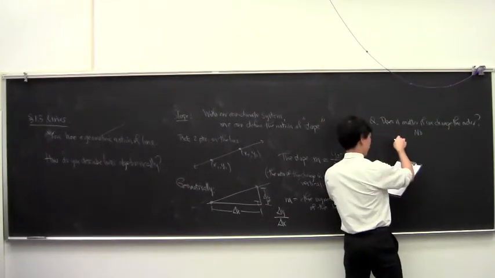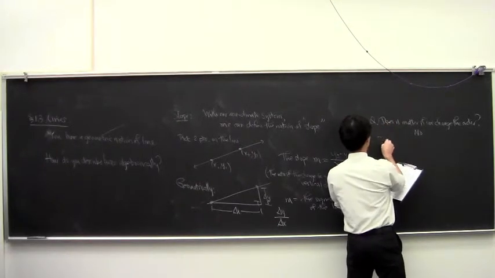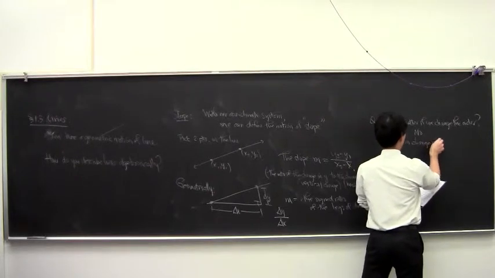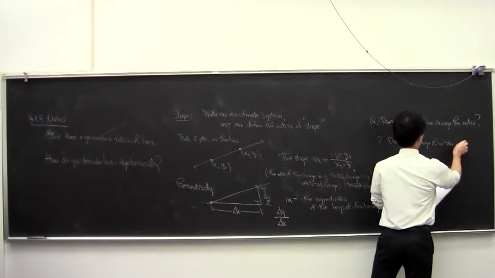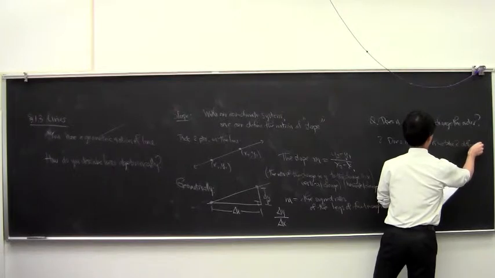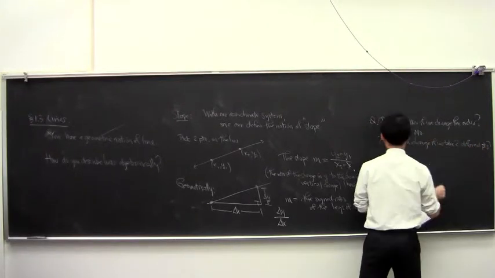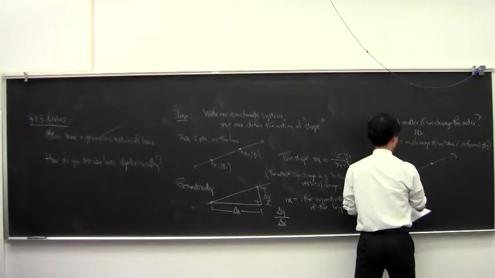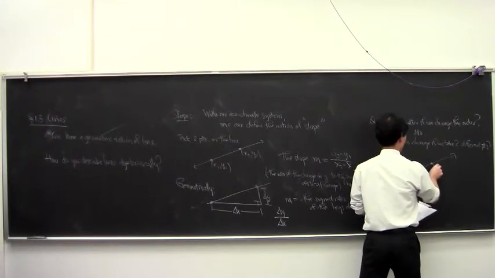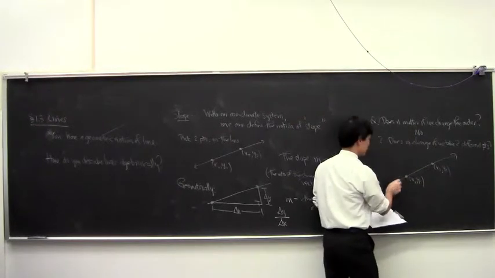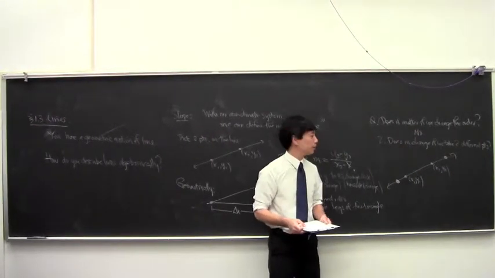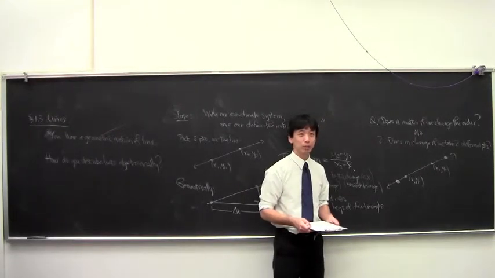Question number 2. Does m change if we take 2 different points? So here's the line. We've calculated m using x1, y1, x2, y2. Suppose we take 2 other points and calculate m using that. Does m change? Does it matter? No, it doesn't. Why doesn't it change?